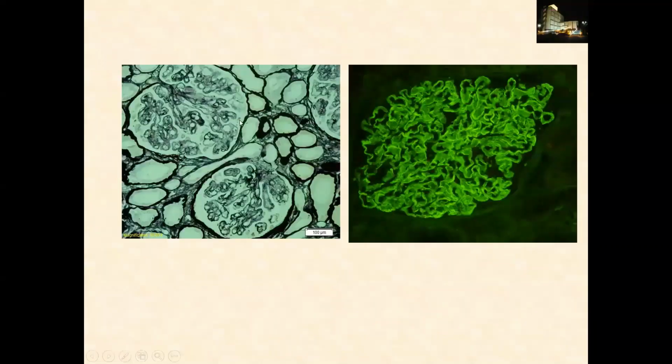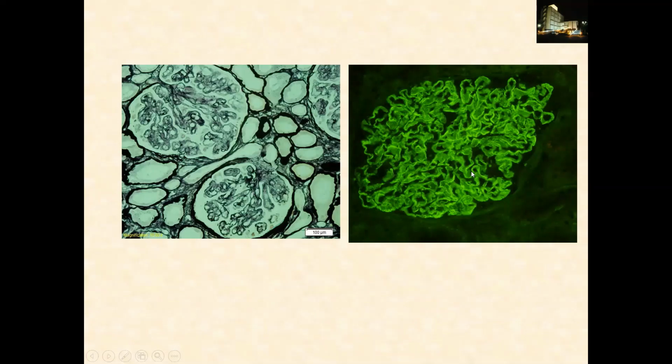This is the silver staining that highlights the second basement membrane. Also, it highlights the double contour. We can show here that the basement membrane has two outlines, outer outline and inner outline, and this is the tram track appearance or double contour of the thickened basement membrane.